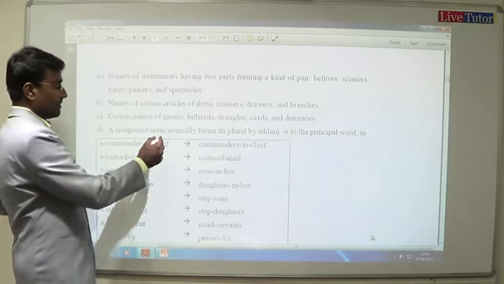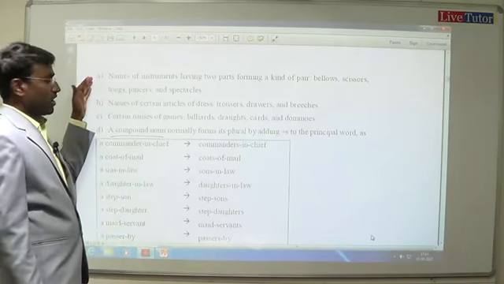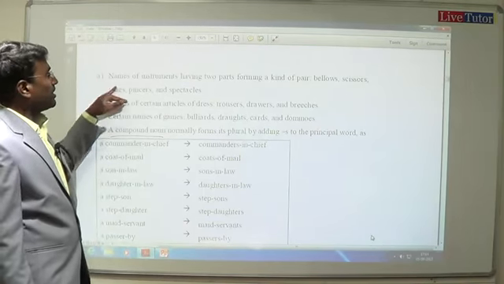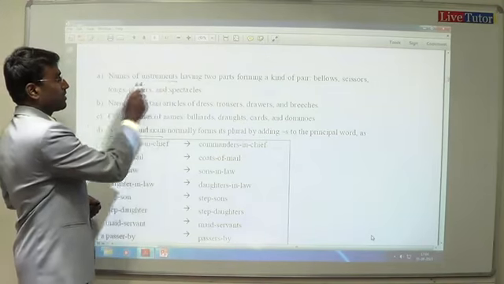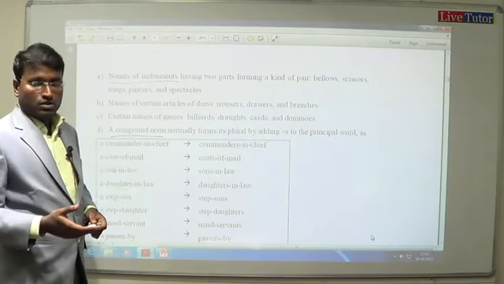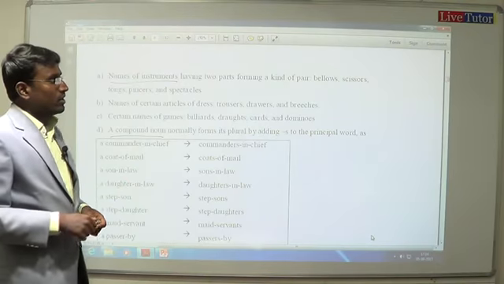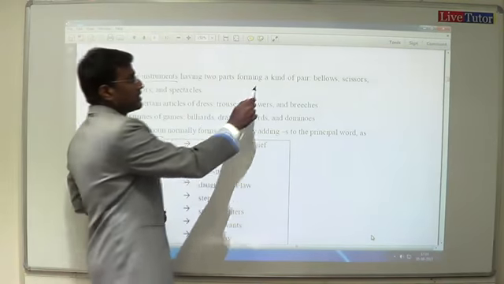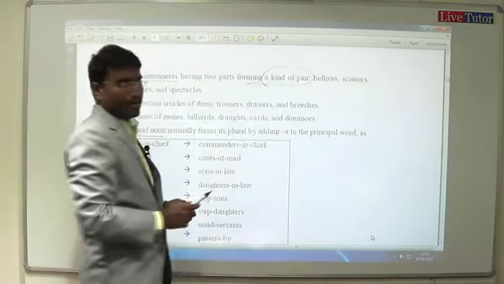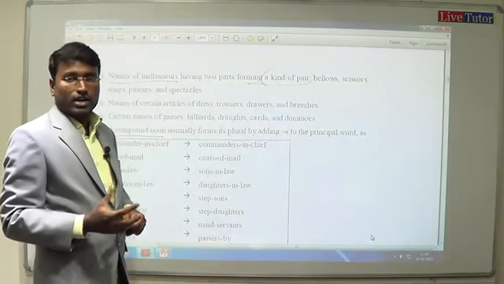The compound noun normally forms, right? So before that I would like to begin from the A option onwards, okay? The A, names of the instruments, right? Instruments அப்படினு சொல்லும்போது ஒரு கருவி இல்லையா? Instrument அப்படினு சொன்னா கருவிகள், which has a kind of pair. Pair அப்படினு சொன்னா ஒரு ஜோடியா இருக்குது.